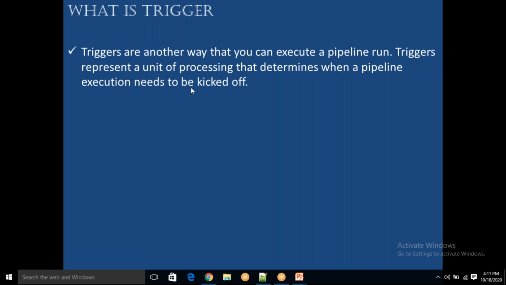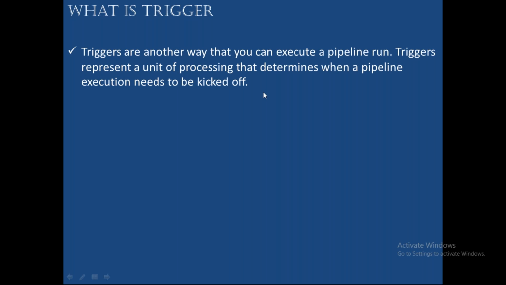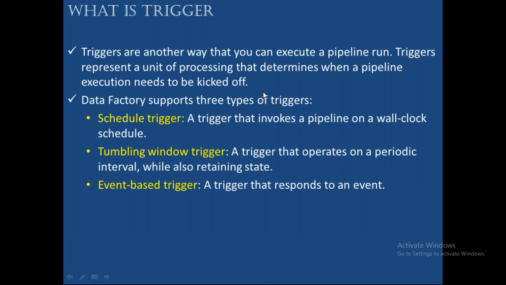Next, triggers represent a unit of processing that determines when a pipeline execution needs to be kicked off. What it means is the trigger is going to tell the pipeline when it needs to execute. So when the pipeline has to execute, that information will be in the trigger. In the trigger, you are going to schedule it. Remember, a trigger is nothing but another way to execute your pipeline. Based on the schedule or how you have configured it, it is going to kick off your pipeline execution. Next, Data Factory supports three types of triggers.